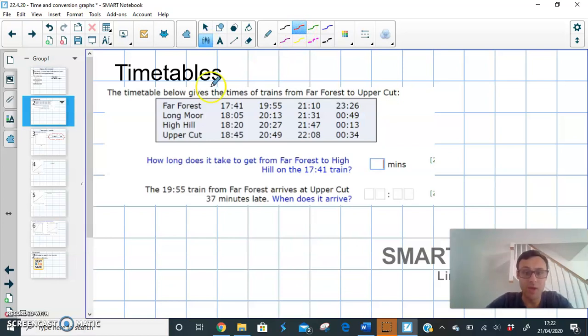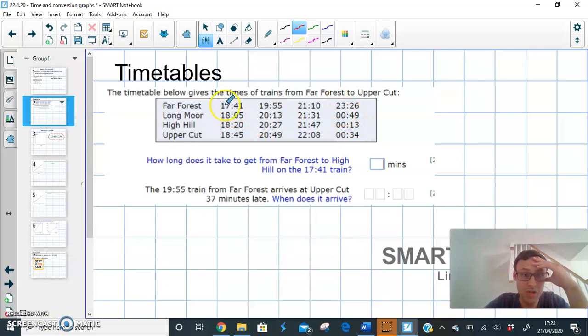The timetable below gives the times of trains from Far Forest to Uppercut. Now, this here is the station, Far Forest. This is Longmoor, High Hill and Uppercut. Now this train obviously going along here, this is train 1, this is train 2, this is train 3, and this is train 4.